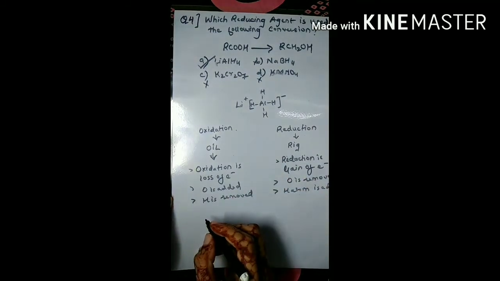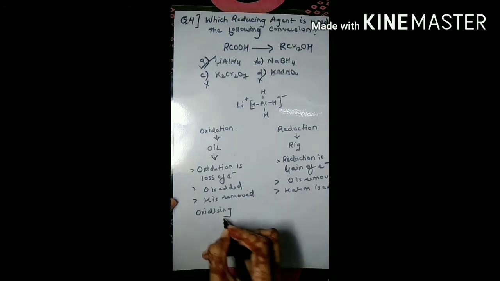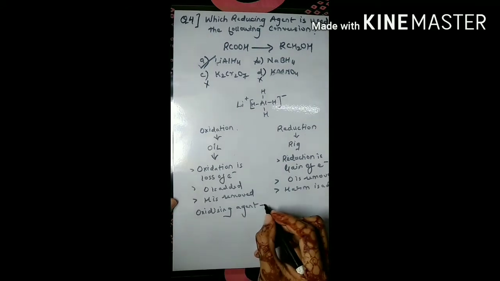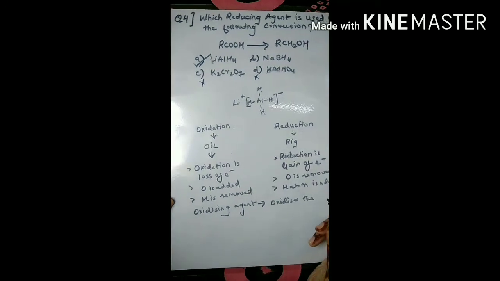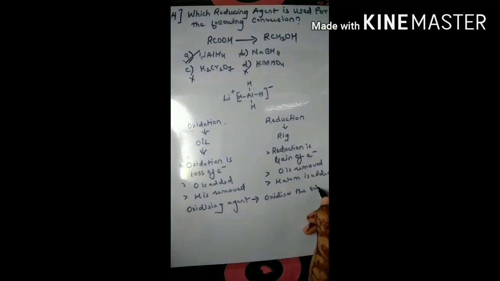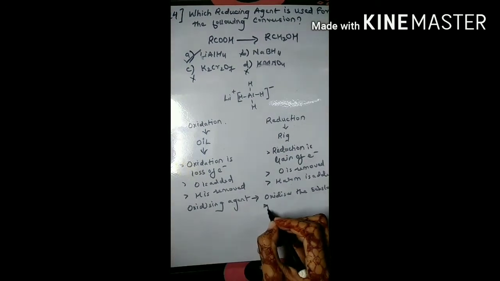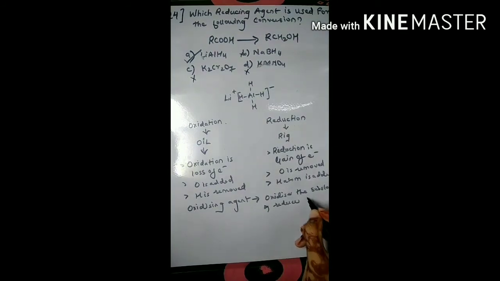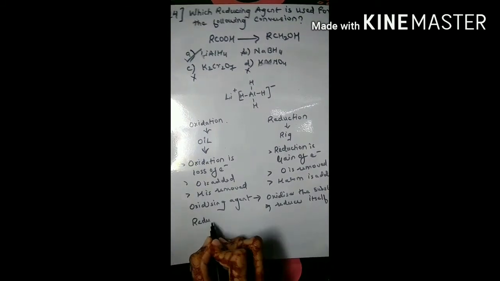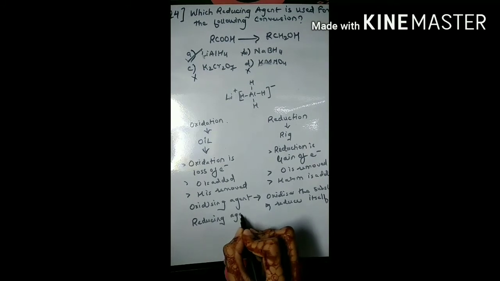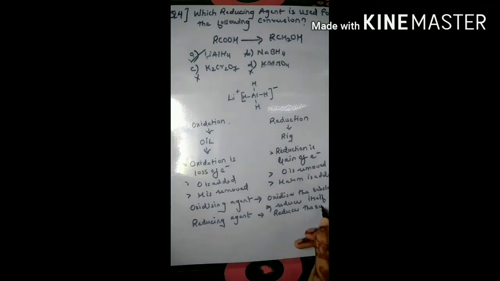Now let's see what is an oxidizing agent or reducing agent. So students, the oxidizing agents are those agents which oxidize the species or substance with which it is present, but it itself gets reduced. So I'm writing here, reduces itself. And in the case of a reducing agent, similarly, it will reduce a substance or a species with which it is present, but it itself gets oxidized.